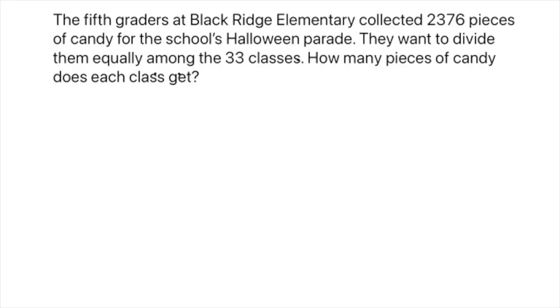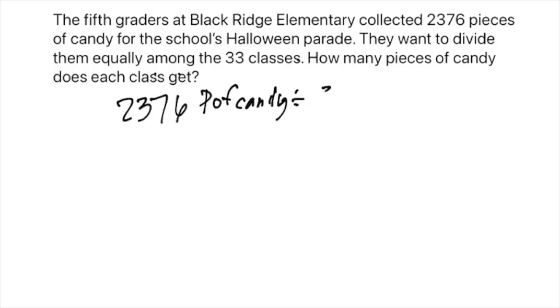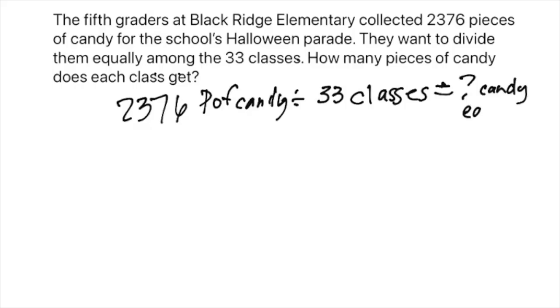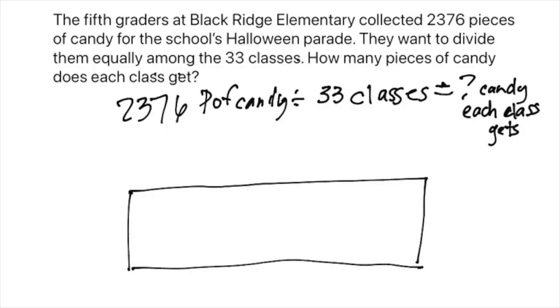So, if we set up the problem, we have 2,376 pieces of candy divided among 33 classes. And we're trying to figure out how much candy each class gets. So we're going to set up the problem. So we're going to try this place value method where we make a box and we're going to put each number into its place value.